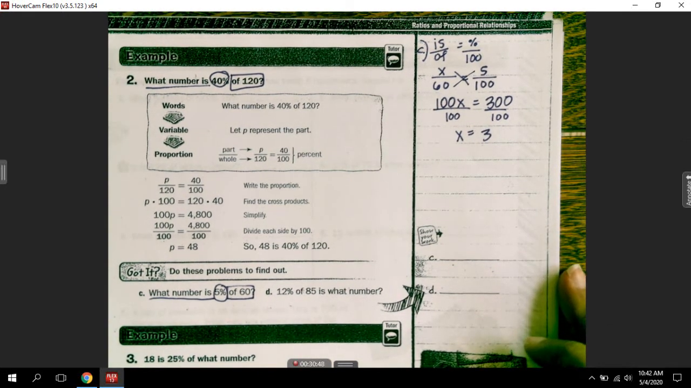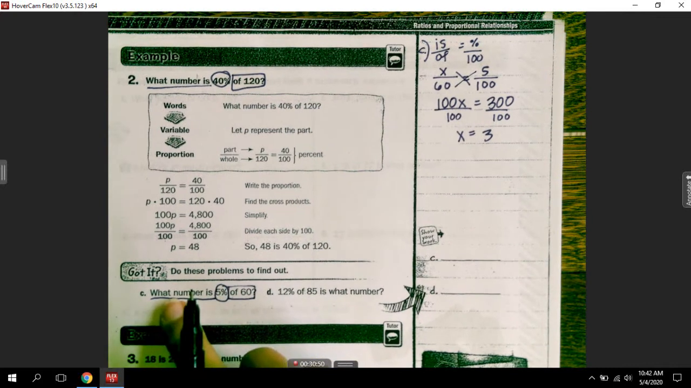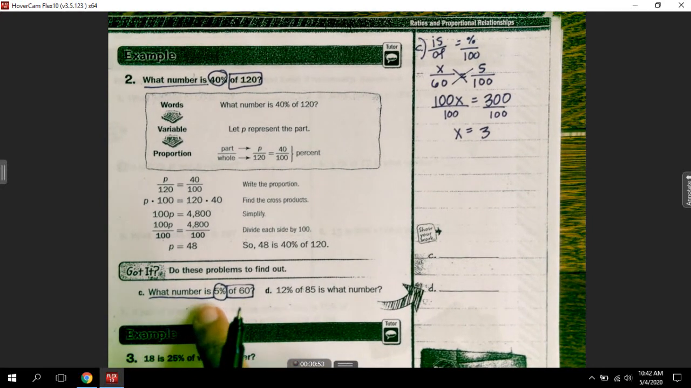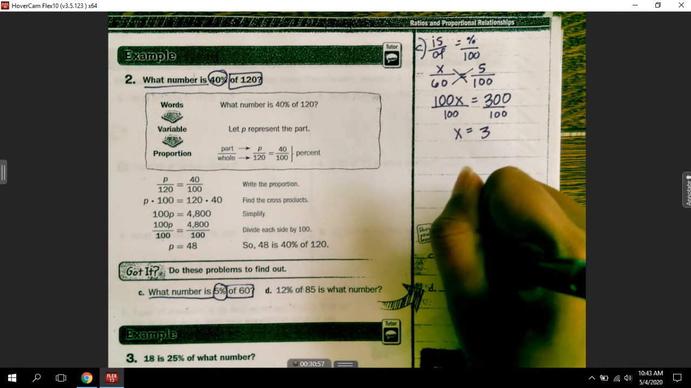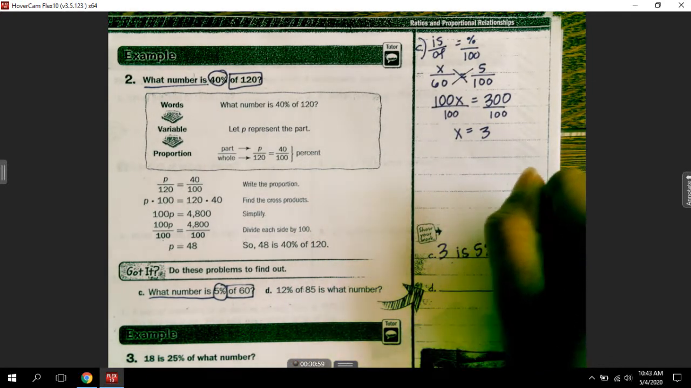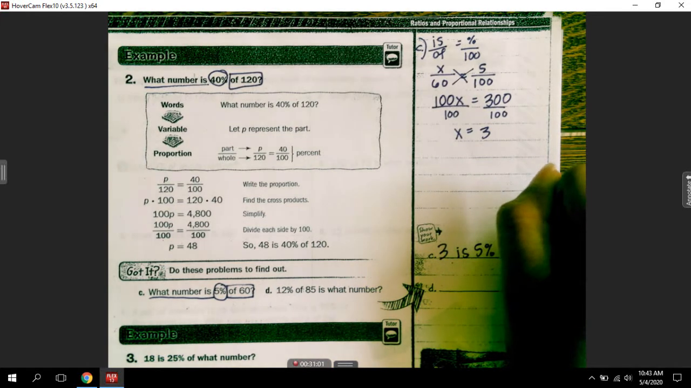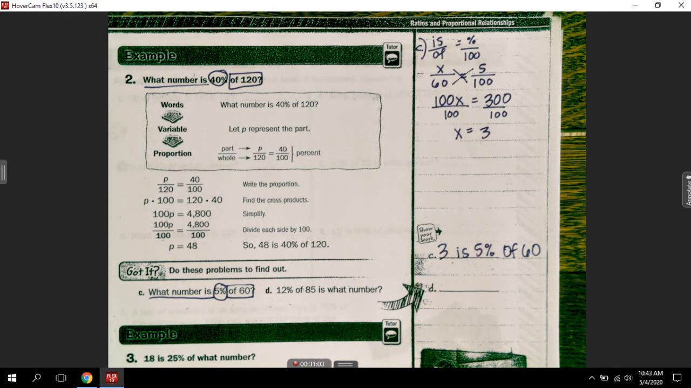So x equals 3, so that means for your answer, if you're plugging it in for your sentence, what number is, you're replacing that with 3. So 3 is 5% of 60. And there you go. Not too bad.